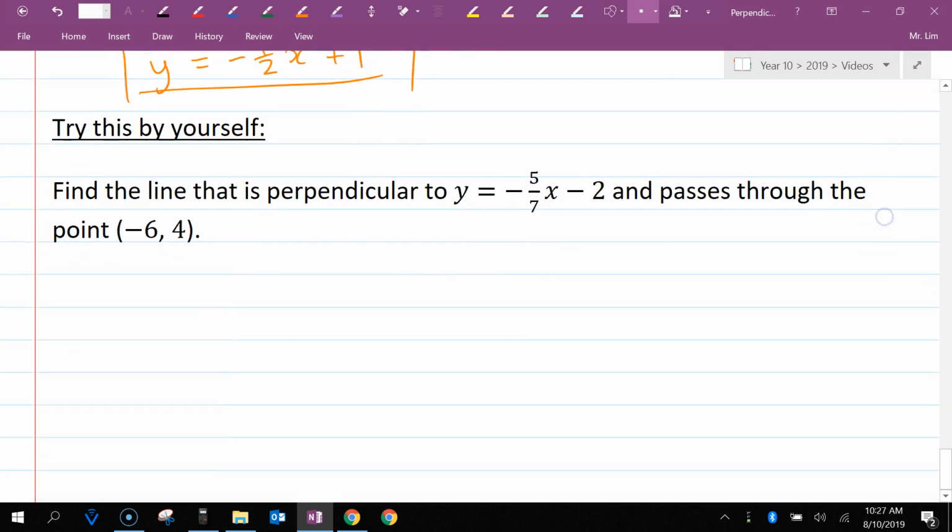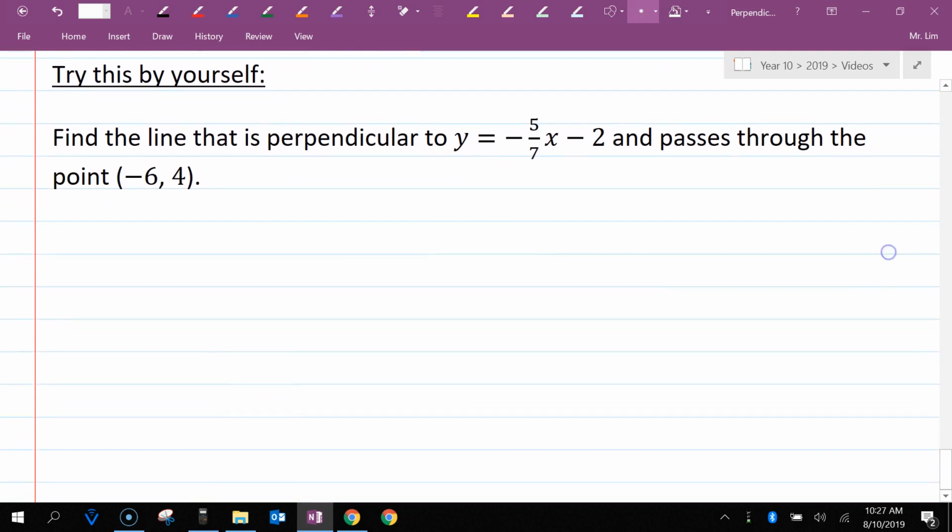Have a go with the last question by yourselves. Alright, now that you should be done with that, let's have a look at this question. Find a line that's perpendicular to y is equal to minus 5 over 7x minus 2 and passes through the point (minus 6, 4). So that's the gradient. We want the perpendicular gradient. So we flip it and change the sign. So it's just positive 7 over 5.